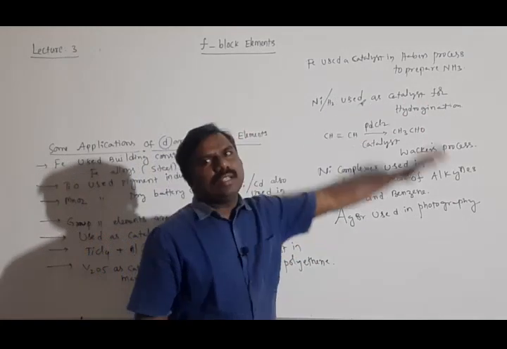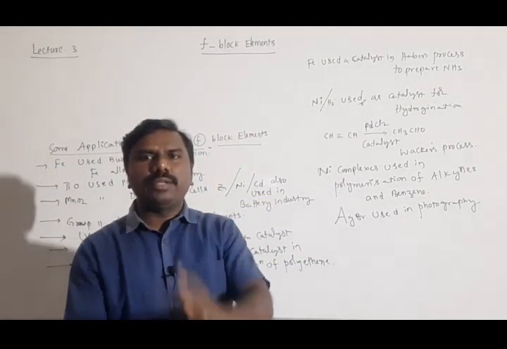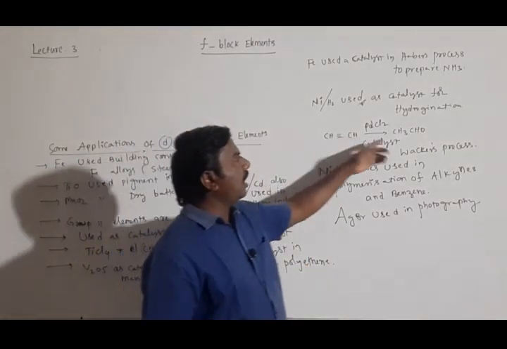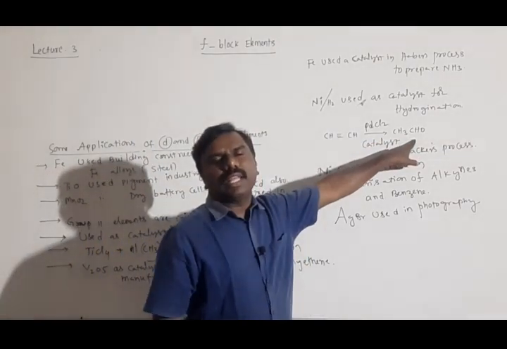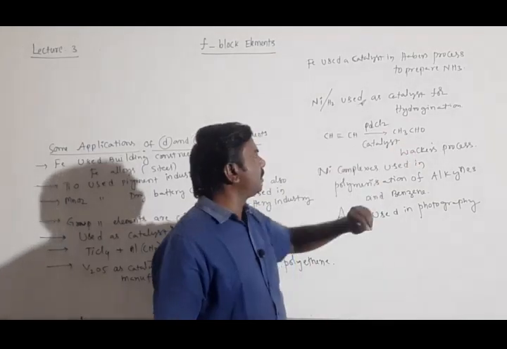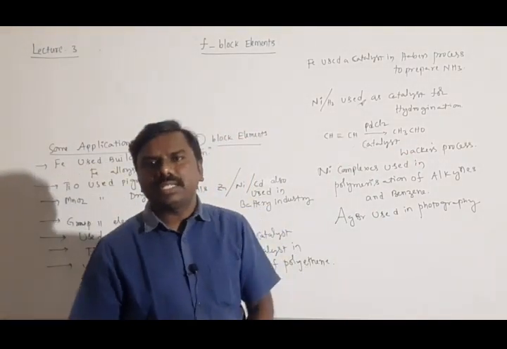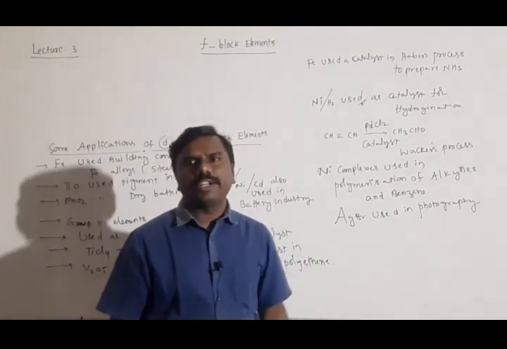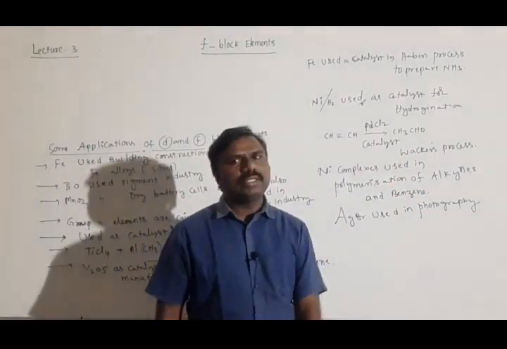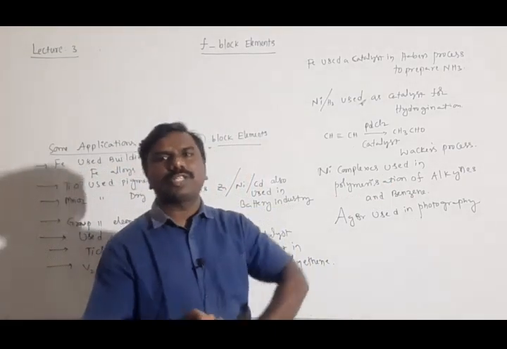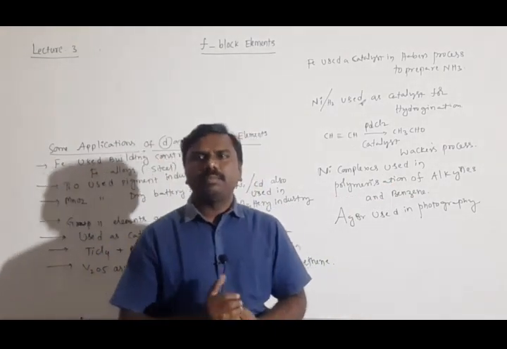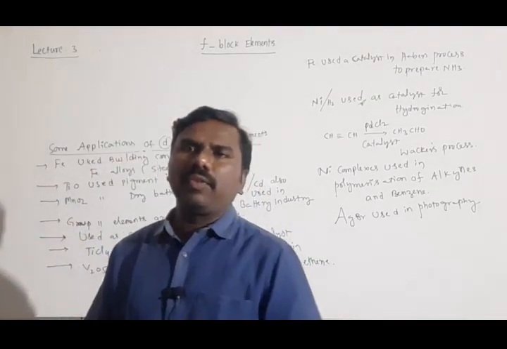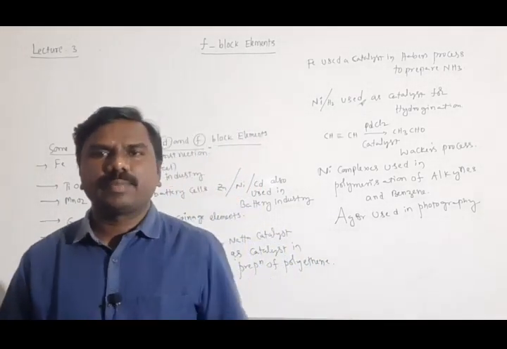Ni is used as a catalyst for hydrogenation, to add hydrogen to alkenes or alkynes. Nickel is used as a catalyst. So alkyne is converted into ethanol. PdCl2 is used as a catalyst. Palladium is a D block element. That process is called Wacker's process. Nickel complexes are used as a catalyst in the polymerization of alkynes, otherwise benzene compounds. And silver bromide is used in the photographic industry on reels especially.